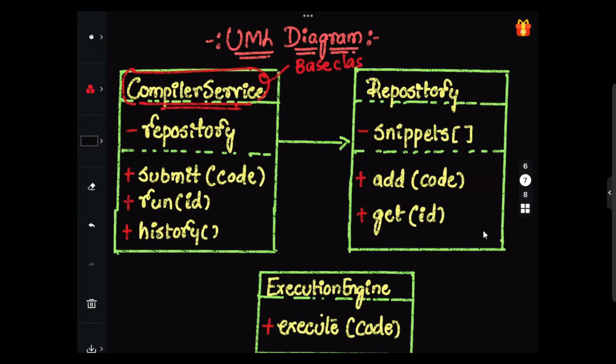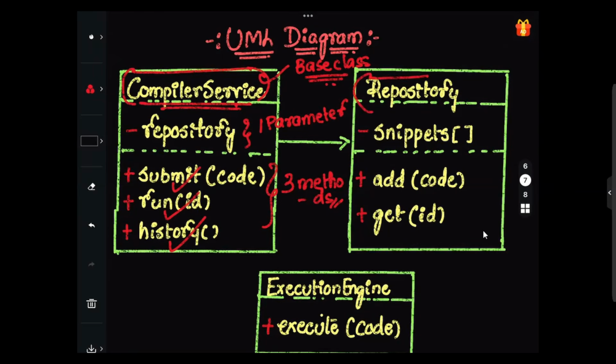The compiler service is the base class, which consists of one parameter named repository. It also consists of three methods, namely submit of code, run of ID, and history, as we had discussed earlier. It completely uses the repository class as well.